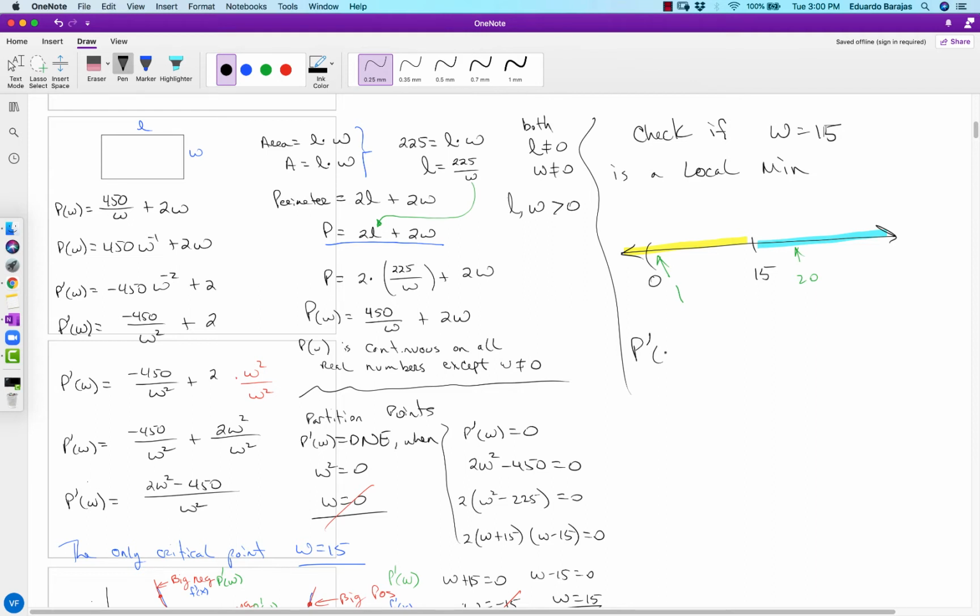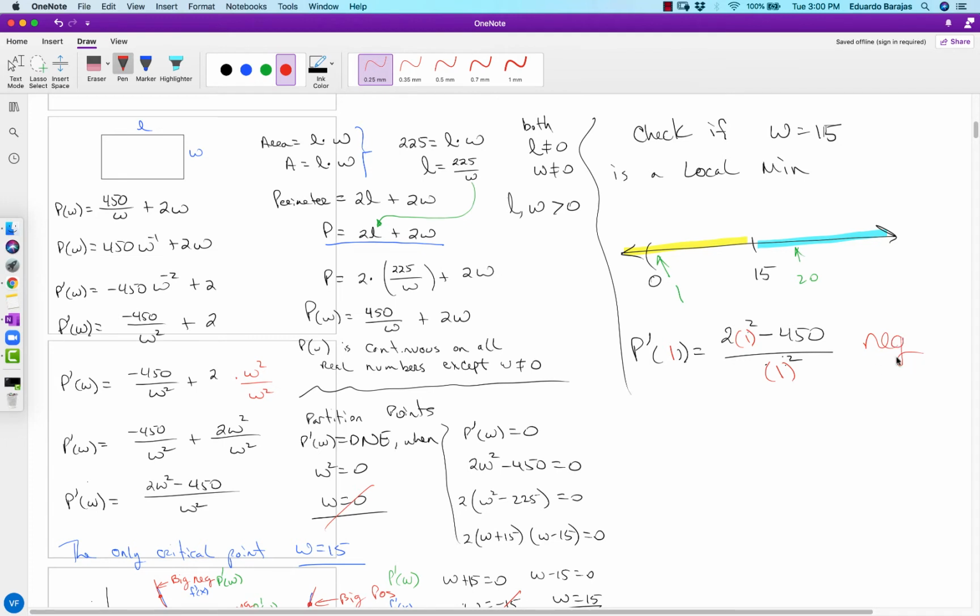So p prime of w is equal to (2w squared minus 450) all over w squared. Let me just erase these. If we replace those w's with a 1, put a 1 there, a 1 there, a 1 there. 1 squared is 1, times 2 is 2. 2 minus 450 would be negative 448. And so my whole answer is going to be negative.